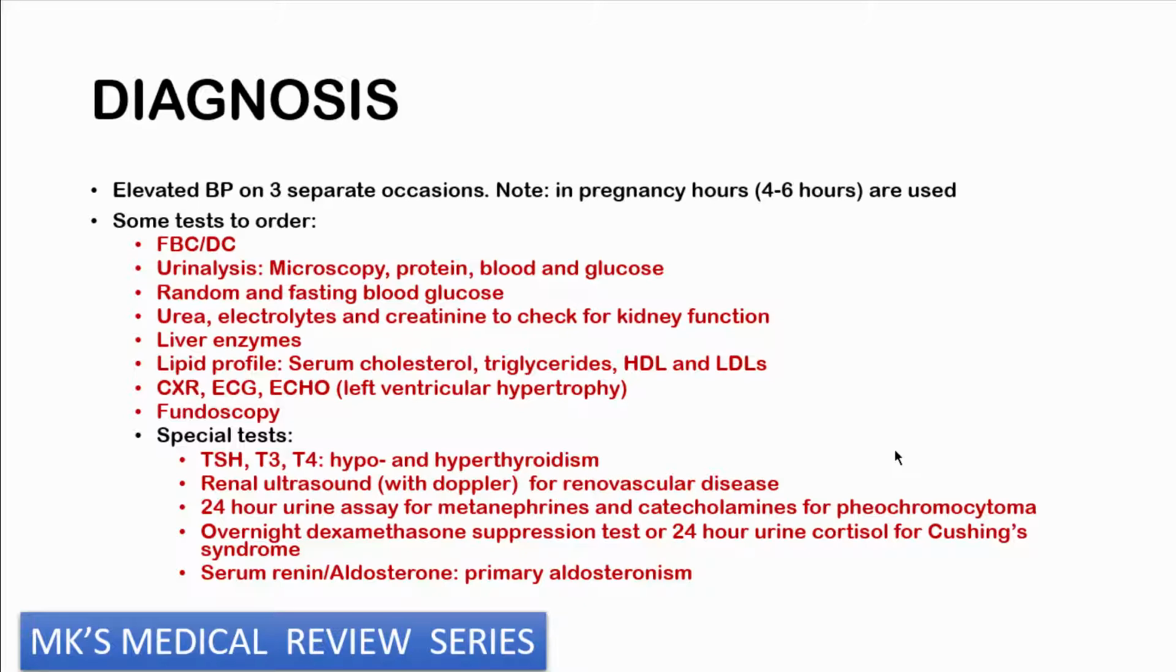If you're suspecting this person has Cushing's syndrome, you may either do a 24-hour urine cortisol or an overnight dexamethasone suppression test. Then, if this person has primary aldosteronism, you want to order serum renin as well as aldosterone, which may be elevated.